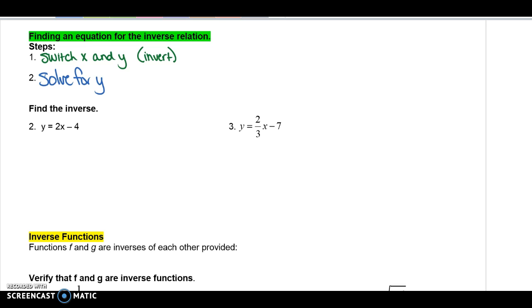So in our first example, y equals 2x minus 4. First step, switch the x and the y. So make it x equals 2y minus 4. And now we need to use our fancy algebra skills to get y by itself. What should we do first to get y by itself? Add 4.